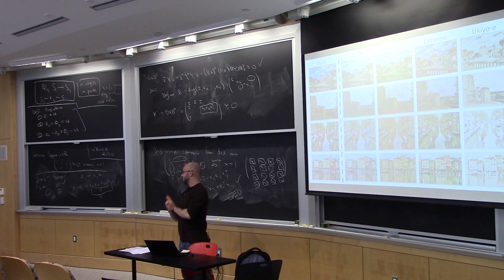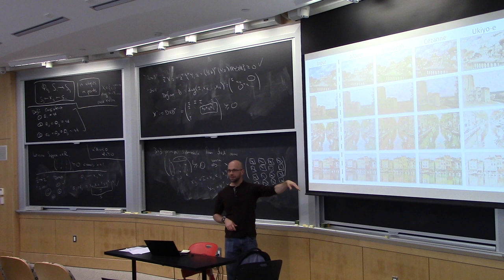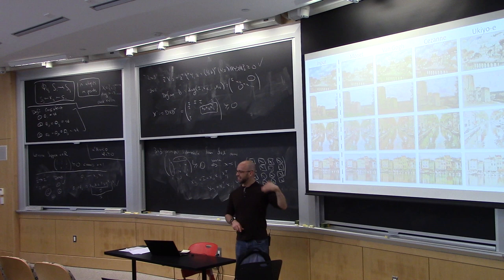But one thing you could do is just download a whole database of photos and a whole database of all the things that Monet ever painted. And now you can use CycleGAN to try and convert from photos to Monets and back. And these are remarkably convincing.